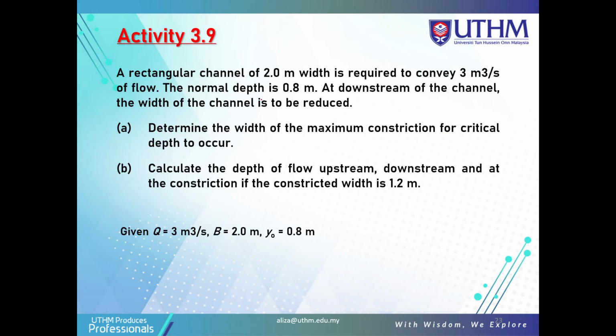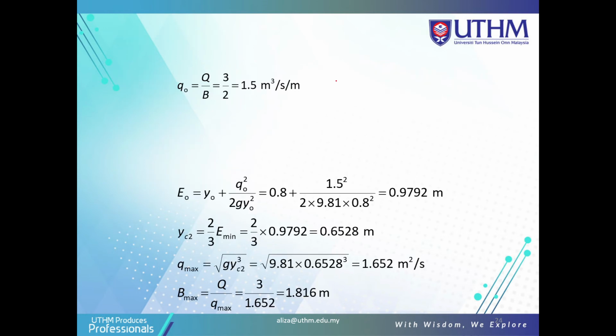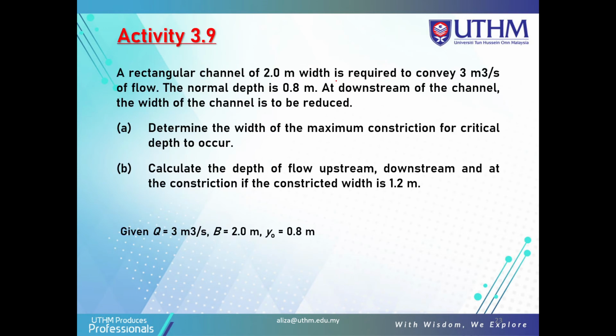Now we look at activity 3.9, the example here. Still using the rectangular channel, which is required to convey 3 meter cube per second. So determine the width of the maximum constriction, to find the B maximum for critical depth, and calculate the depth of flow upstream, downstream, and at the constriction if the constriction width is 1.2 meter.